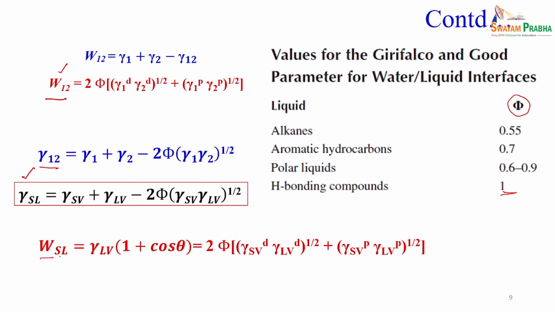So, if you combine these two expressions of the work of adhesion, one in terms of the contact angle, which is derived from the Young's and Dupré equation, the other from the Girifalco and Good equation, what it says is, gamma LV, the liquid surface tension, we can measure experimentally, the contact angle we are measuring experimentally, gamma LV is known, while gamma SV dispersive and gamma SV polar we have to calculate. So, these are known, and only these two are the unknown parameters. As these are two unknown parameters, we require a minimum of two equations.